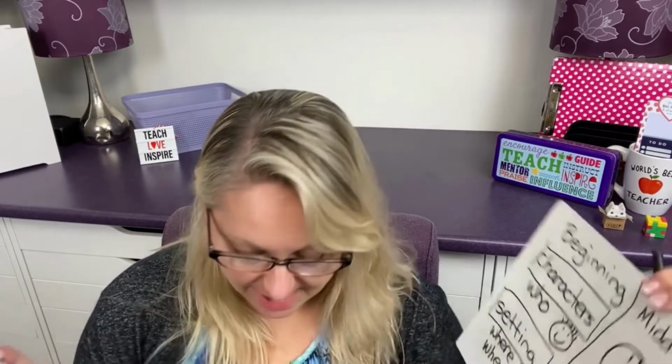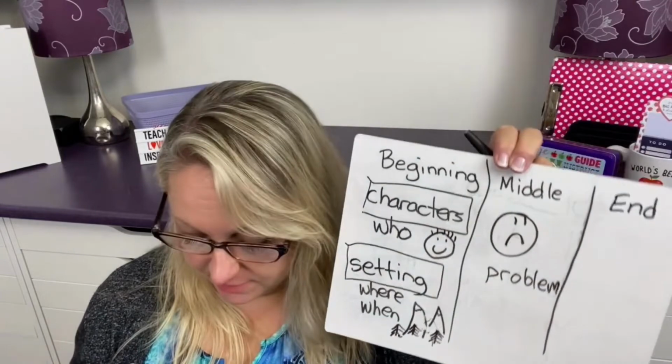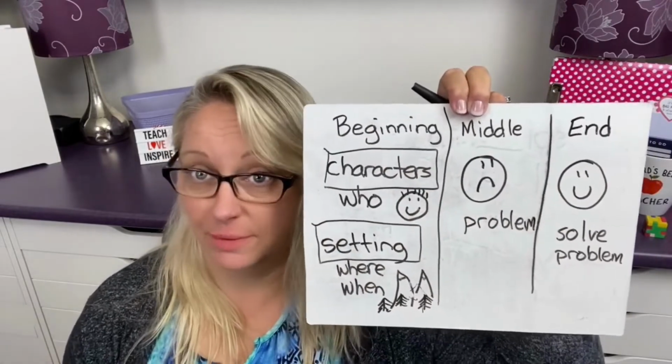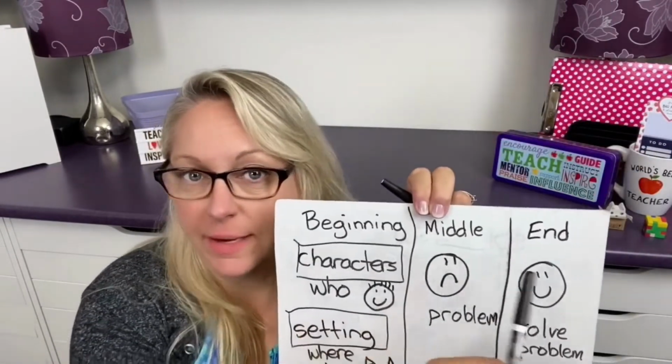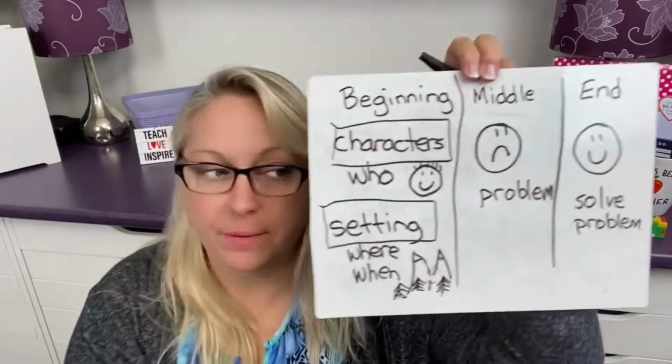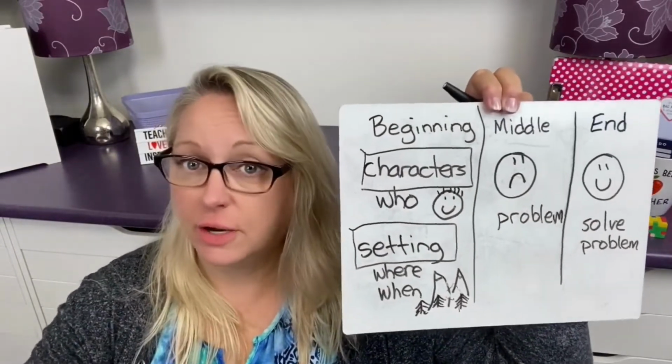And then I'm going to talk about the middle of the story, and the middle is usually a problem. I'm going to make a sad face and I'm going to say a problem. And then the end of the story is when they solve the problem. So everybody's happy. We get a resolution to the problem. So beginning, middle, and end. And this is going to be up on the whiteboard or an anchor chart for the kids to look at.